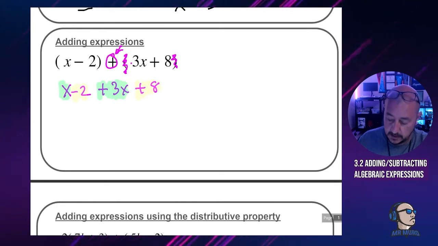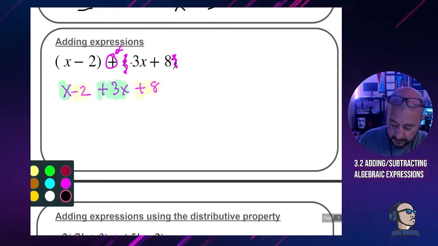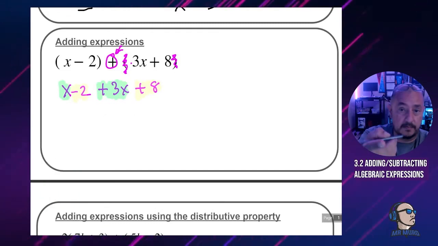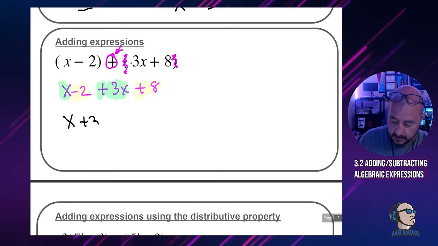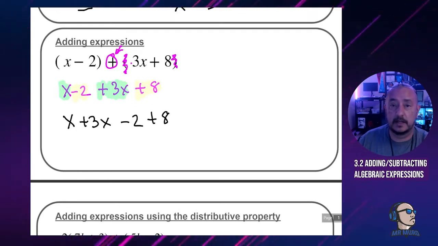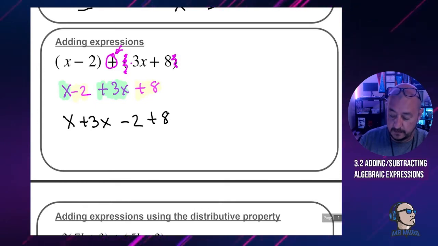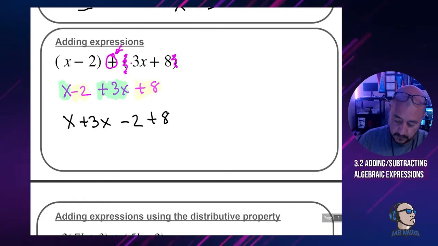So all I'm going to do is rewrite everything so that it makes my life a little easier, and I would suggest you do the same thing. So we're going to go x plus 3x minus 2 plus 8. All I've done is reorder them so that everything I determined to be like terms is grouped together.